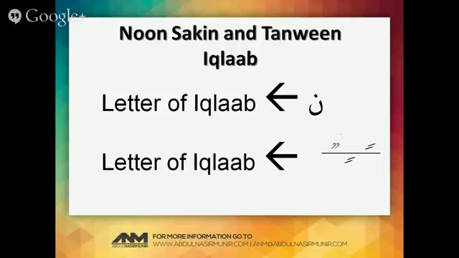So this rule is very easy compared to the first rule. In the first rule of idhar, you learn that it has 6 letters: hamza, ha, ain, ha, ghain, kha. But this rule has only 1 letter, which is ba, and it's very easy to remember.